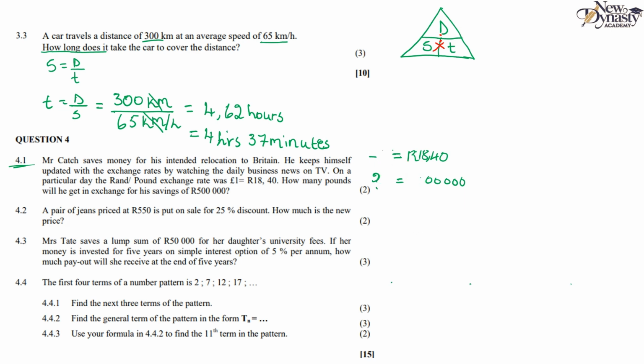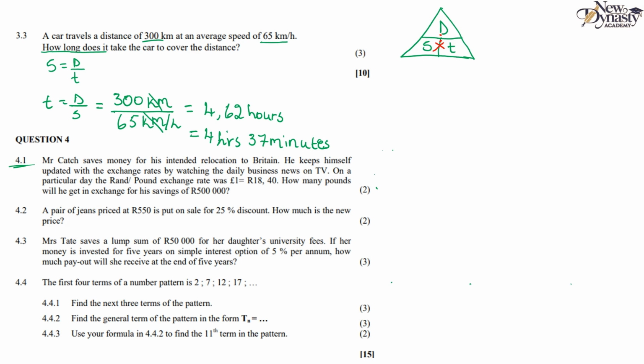So now we're going to go on to question 4.3. Question 4.3 says what? Miss Tate, however that is pronounced, saves a lump sum of 50,000 for her daughter's university fees. If her money is invested for 5 years on a simple interest option of 5% per annum, how much payout will she receive at the end of 5 years?